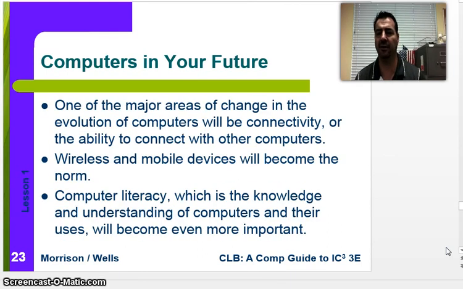Just real quick, the computers of the future: one of the major areas that is going to evolve is connectivity, and you're seeing that now. You're seeing things like fiber optic coming in everywhere. The speed, what's called throughput of data, is just so fast, and that's getting better and better. You're seeing and living the onslaught of wireless and mobile devices. It is becoming the norm. It absolutely is the norm.